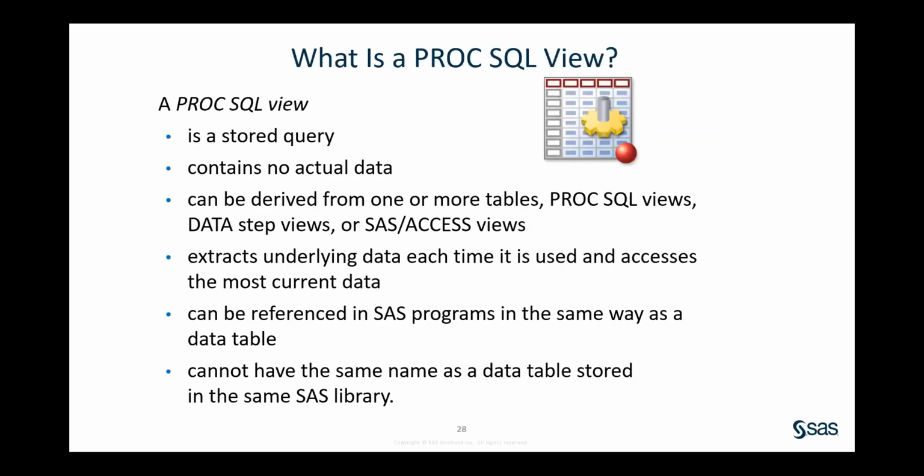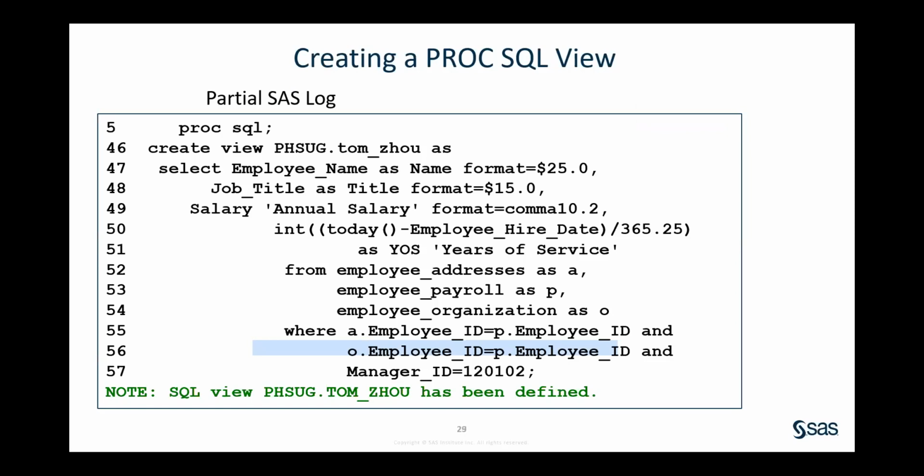So this is the part about a view. It's a stored query. It has no actual data. And the nice thing about a view is it's going to extract the underlying data each time it's used. So it's very dynamic. It's going to get the most up-to-date data. The code for the view is very simple. Up above, before the select, I add the create view statement.